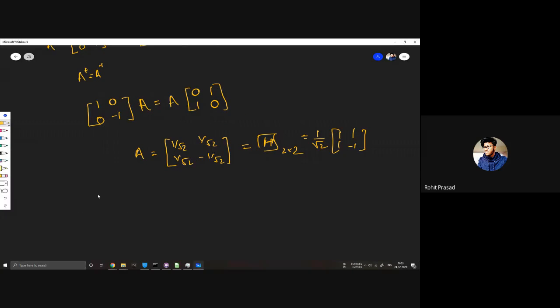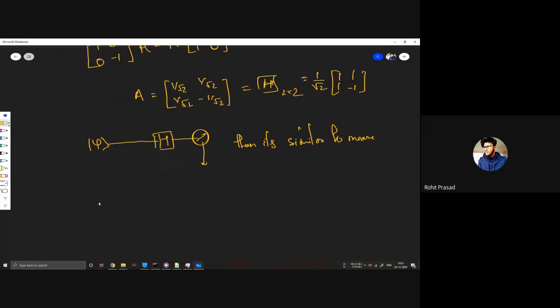So what we can say is that if we have a psi coming through a circuit, and we just apply an H gate and then measure it along the z direction, it's similar to measuring psi in the x direction. It's similar to this, okay, as it gives us the same result.